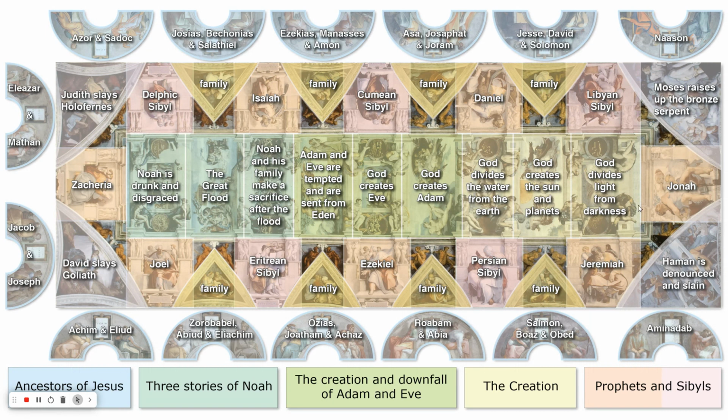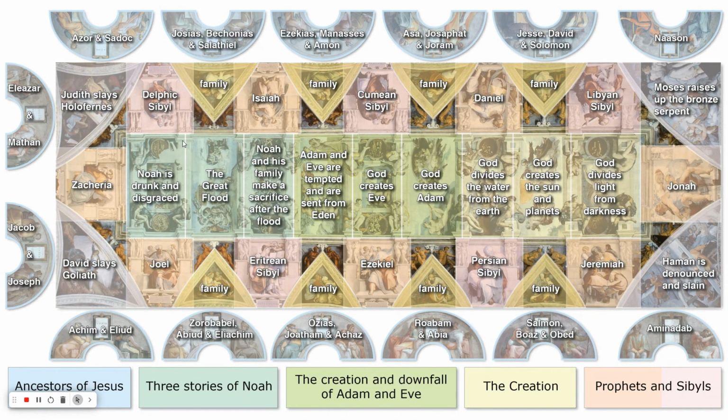So we have in the center the 9 scenes, starting with the creation of the world, 3 scenes about the creation story, 3 scenes about Adam and Eve. God creates Adam, God creates Eve, and then they are tempted, they sin and are expelled from the Garden of Eden. And then we have the story of Noah over here, including Noah's Ark and the flood.